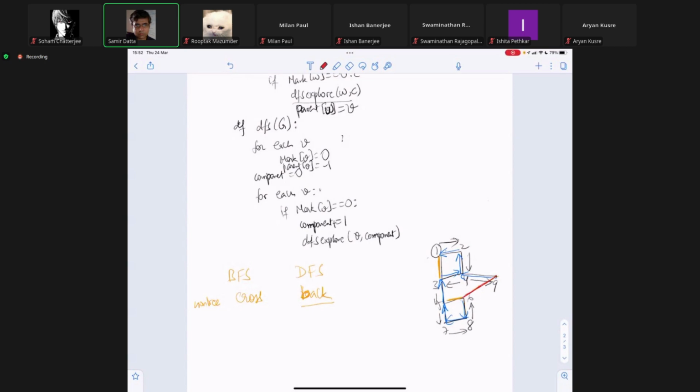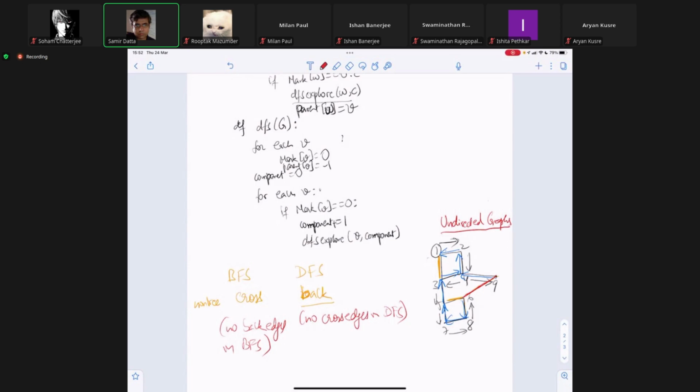Notice this is only for undirected graphs, where you can go both from 6 to 9 and from 9 to 6, correct? So there are no cross edges in DFS, and there are no back edges in BFS. Okay, I'll let you convince yourself that this is correct.